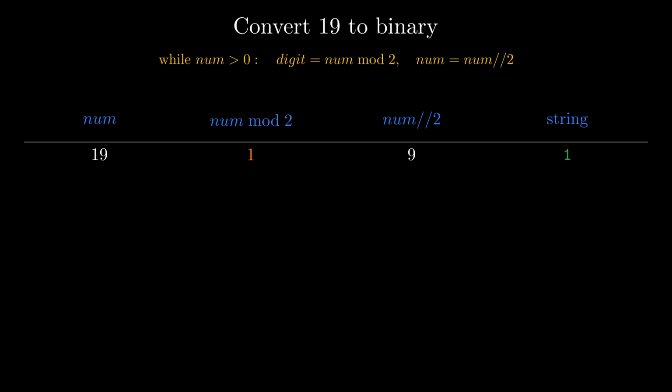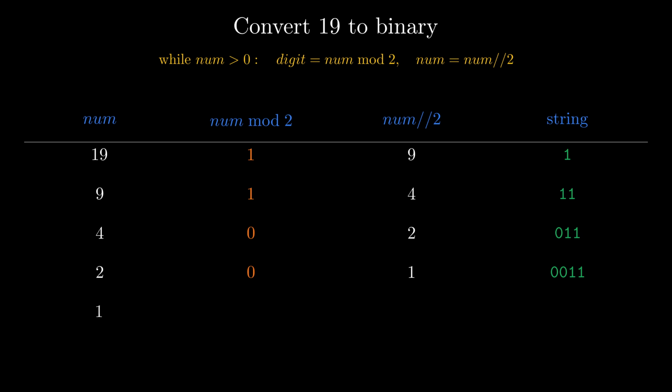Is 9 greater than 0? Yes. 9 mod 2 is 1. Prepend it, so the string is now 1, 1. 9 integer divide 2 is 4. 4 mod 2 is 0 because 4 is even. Prepend the 0, giving 0, 1, 1. 4 integer divide 2 is 2. 2 mod 2 is 0. Prepend it, giving 0, 0, 1, 1.